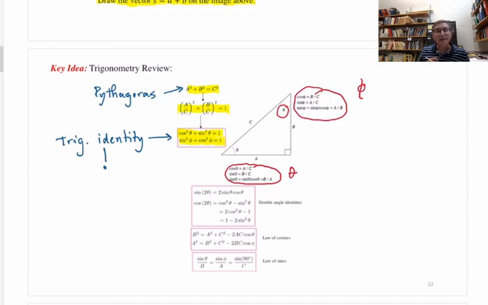Now I have some other identities, which we'll use less frequently, but every once in a while. So I've listed them here and put boxes around them. There's the so-called double angle identities. There's the so-called law of cosines and the law of sines.